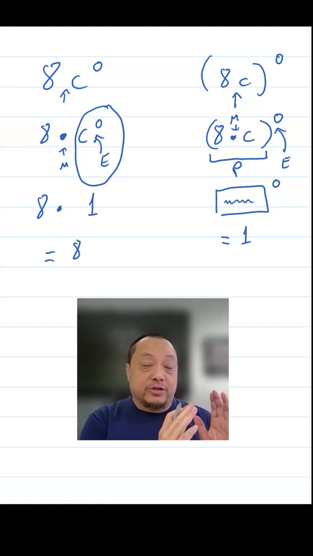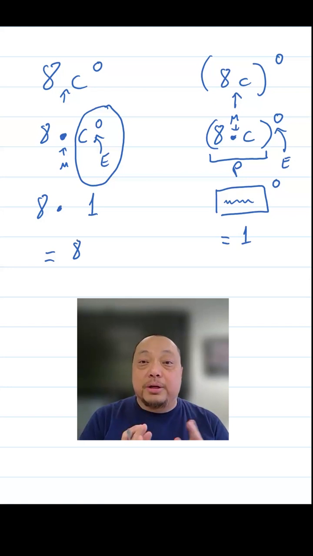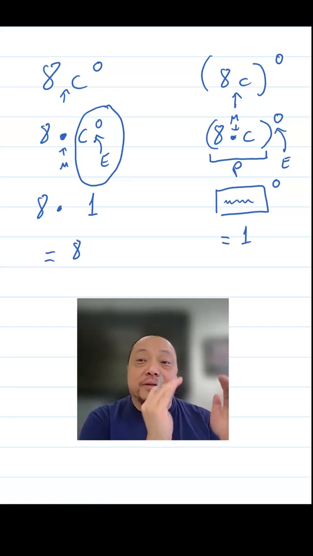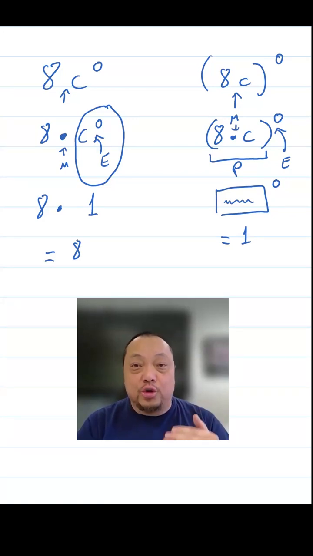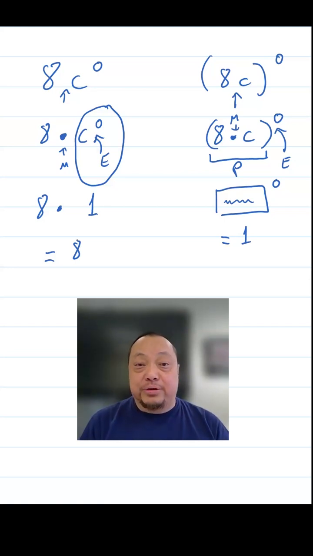The answer to the expression on the right is 1. So you see that they are not equal to each other. They look similar, but the expression on the right has parentheses around the 8c, and it changes the order in which you do the calculations. And that's why you arrive at a different number.